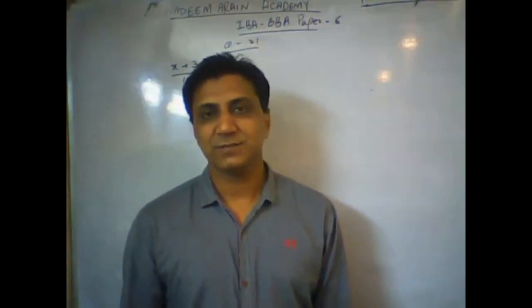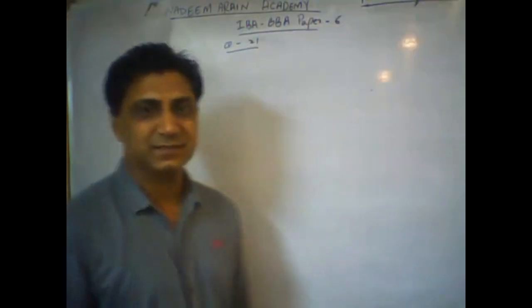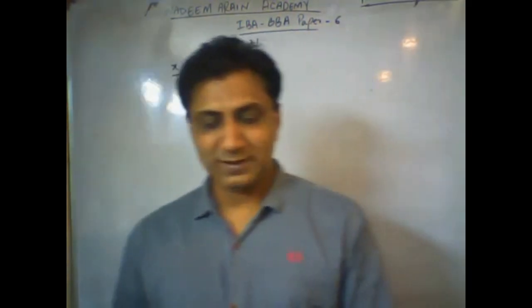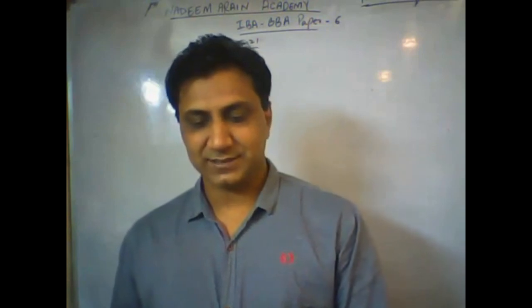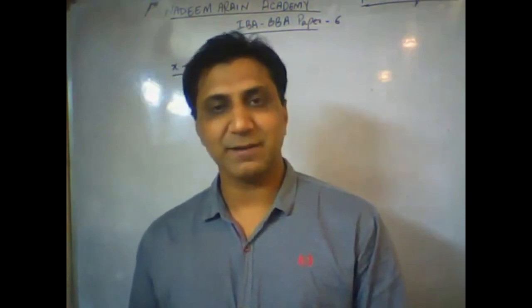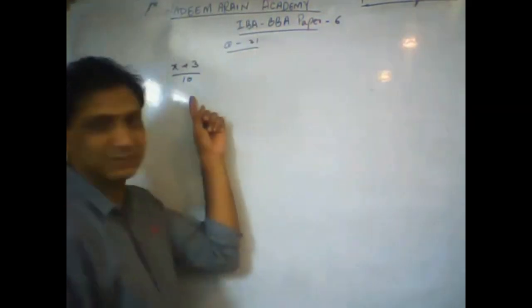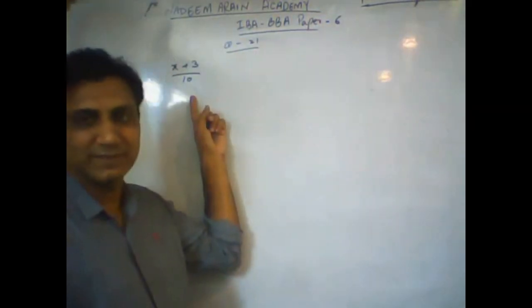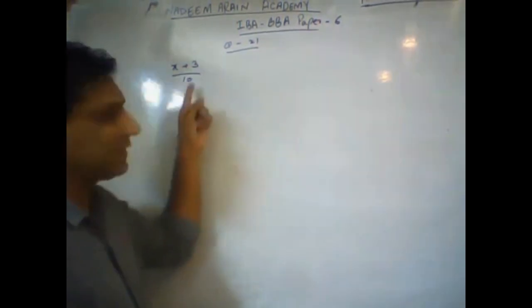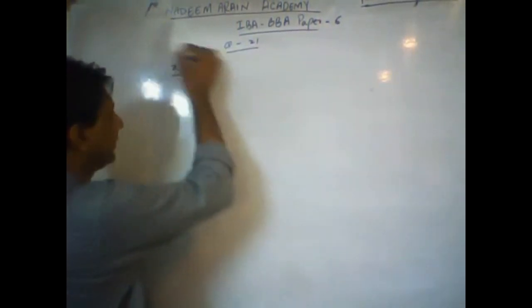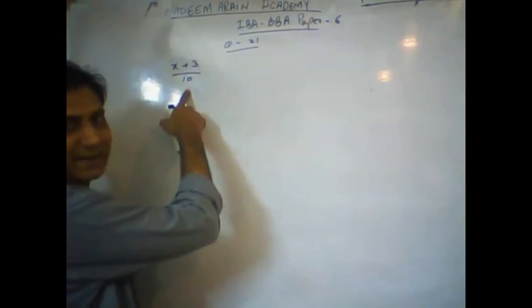Hello, this is question number 21 from past paper 6. Okay, the question says that x plus 3 over 10 is a positive integer. Then the remainder when x is divided by 5 is. Okay, x plus 3 over 10, this value is a positive integer. Being a positive integer, this numerator should be divisible by 10.